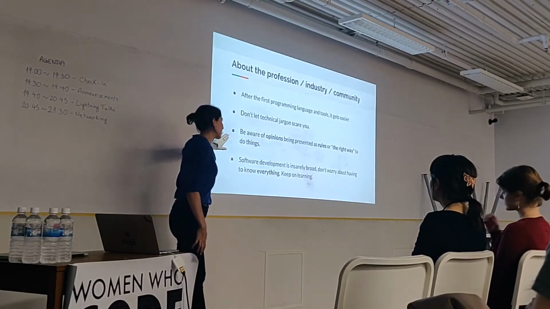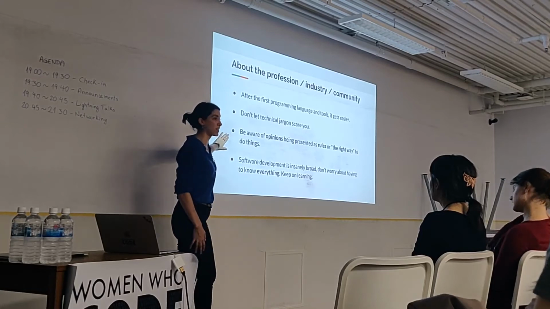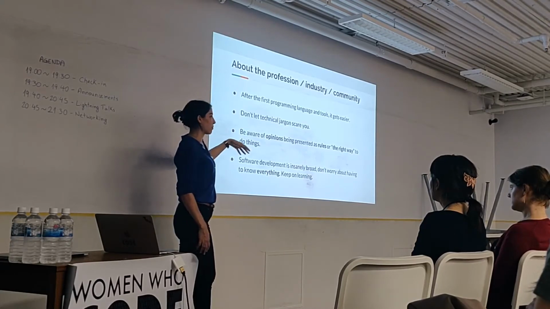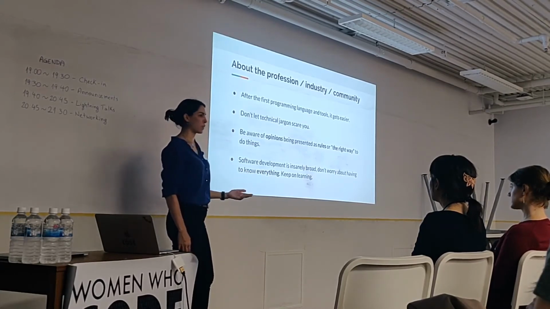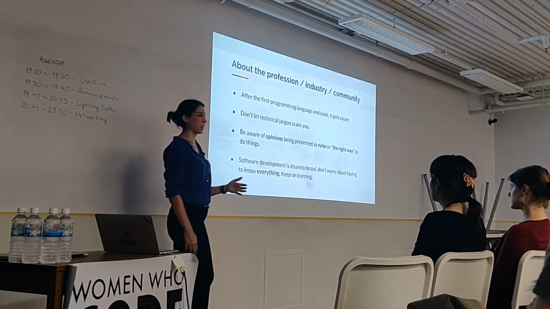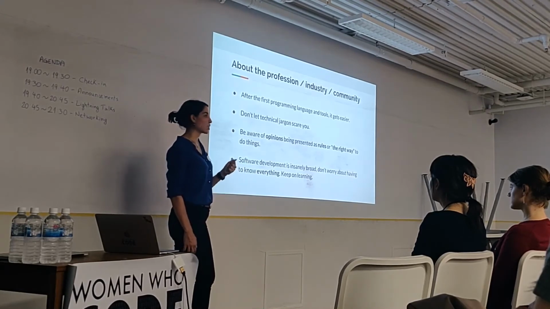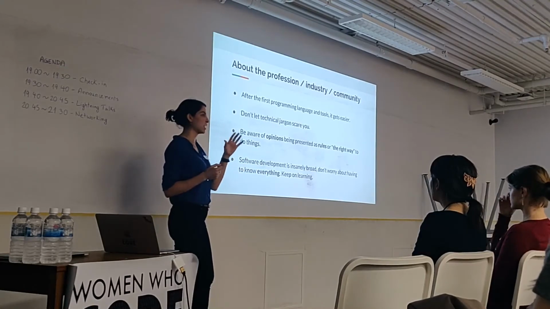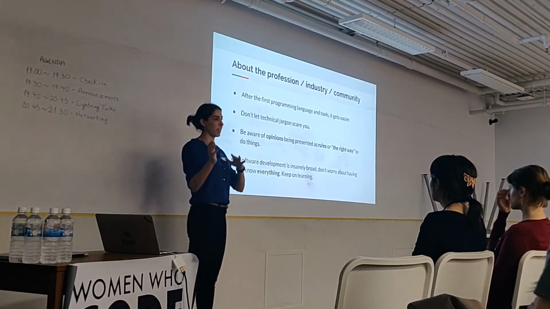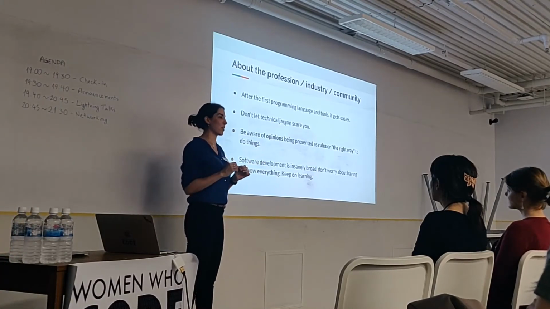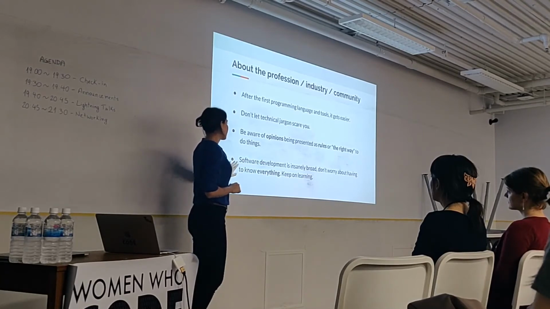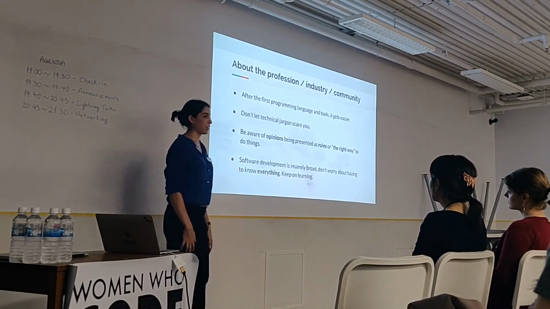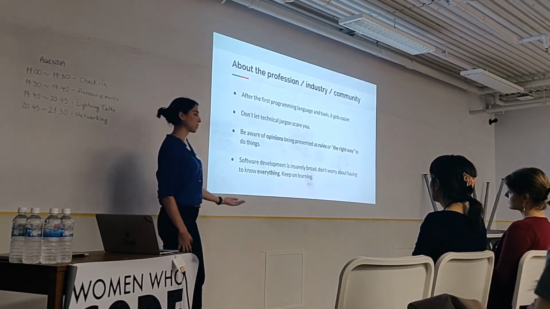Beware of opinions being presented as rules or the right way to do things. There are better ways to do things, yes. There are a bunch of patterns and standards that you should follow for better code, yes. But there are also a lot of things that are very subjective, like which library is better for what. So take it with a grain of salt when you see someone saying, this is the best way to do it, if you do it another way, it's wrong. Sometimes, not always. And software development, as we saw, is insanely broad. Don't worry about having to know everything. You don't have to. Just keep learning.